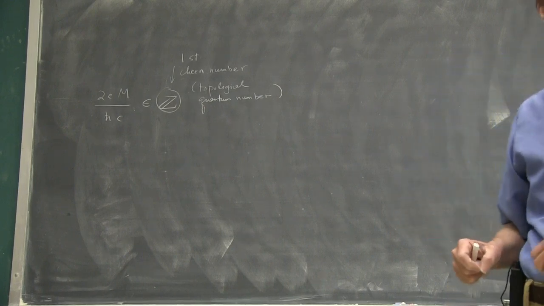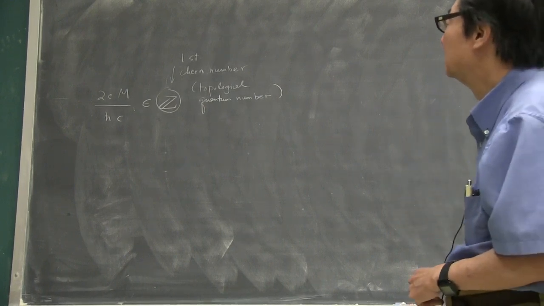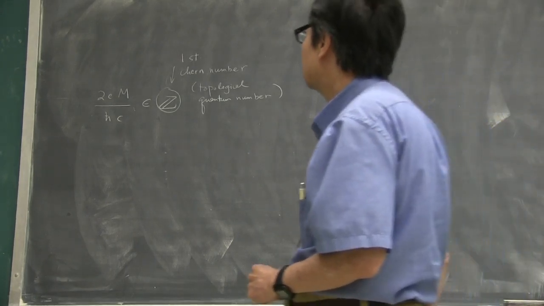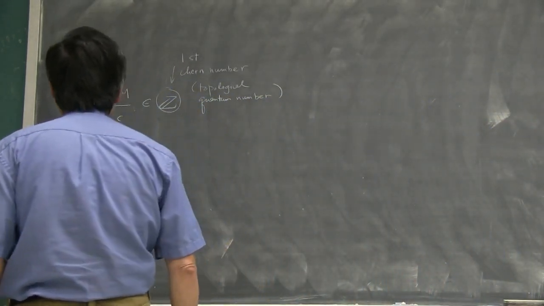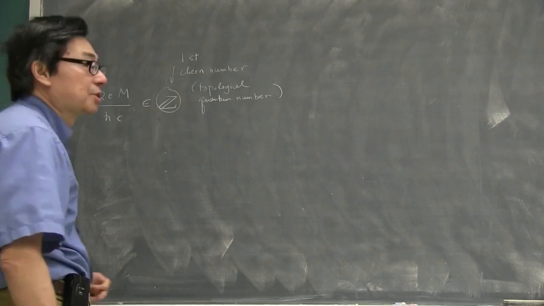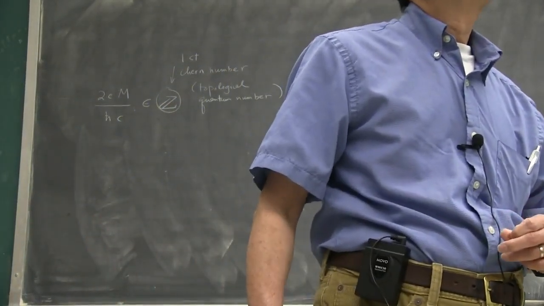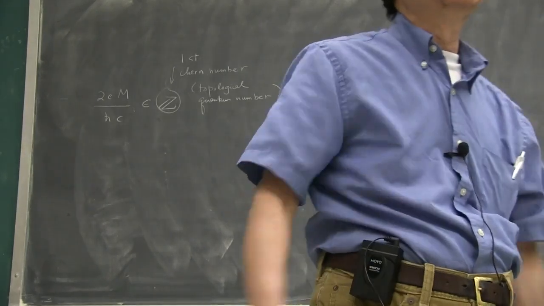Okay? Yes, I'm kind of confused by what you wrote there. It says that 2em over h bar c is an element of the integers. Is that, the 2em over h bar c, the Chern number? The whole thing is a Chern number. The integer is the Chern number. Okay, so the set of all integers is not the Chern number? No, it is a particular integer.